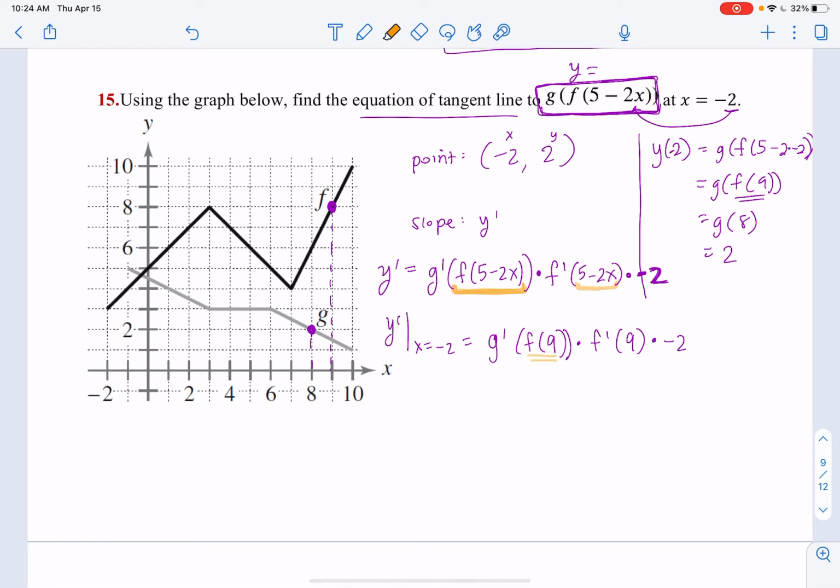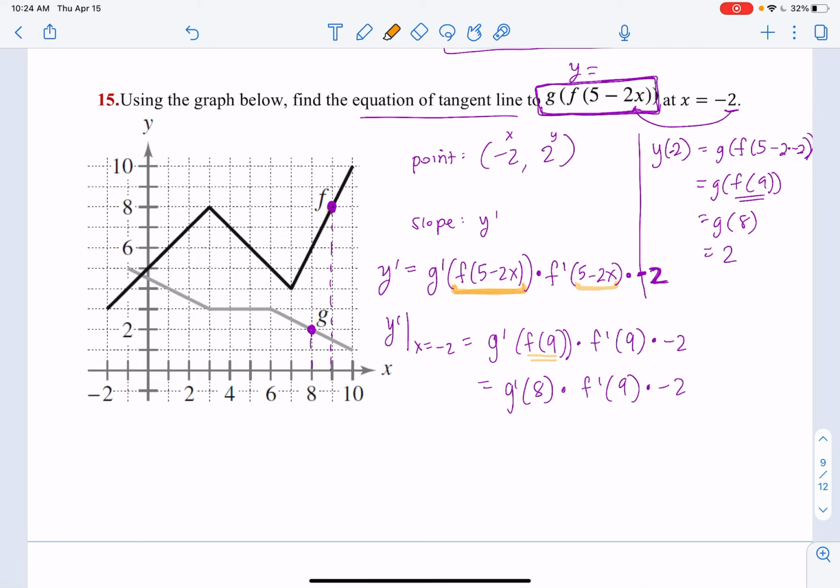Let's find f of 9 first. When you have a complicated thing like this, you always want to start on the inside. So what's f of 9? Let's see. Oh, we found that already. That's 8. So what we want is g prime now of 8 times f prime of 9 times -2. See if you can do these by yourself. What's g prime of 8?